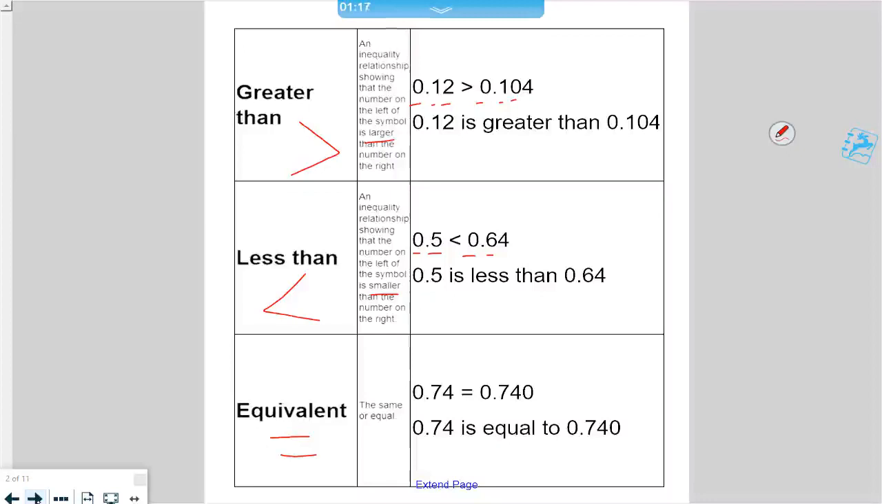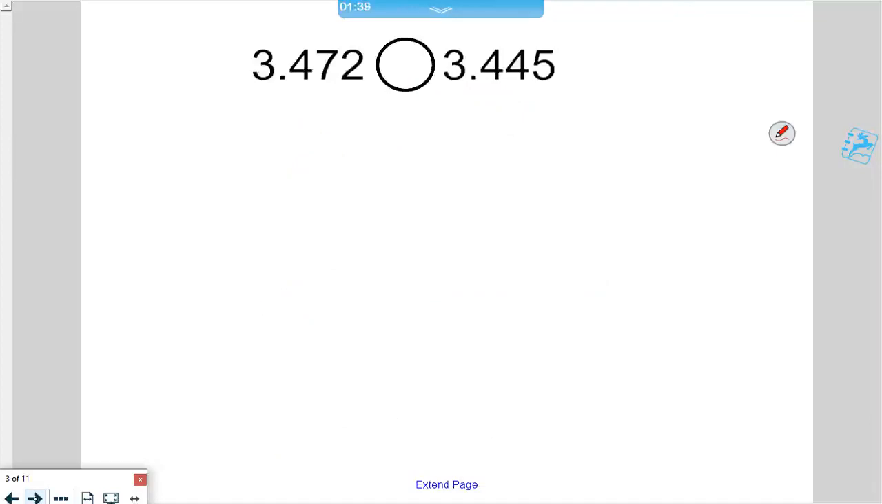Okay, here's kind of the trick for the day. 0.74 equals 0.740. I can add a 0 here as many times as I want, and the number never changes. So 0.74 or 74 hundredths is equal to 740 thousandths, but we can just call it what it is. So the way I want you guys to do this is I want you to line your numbers up.